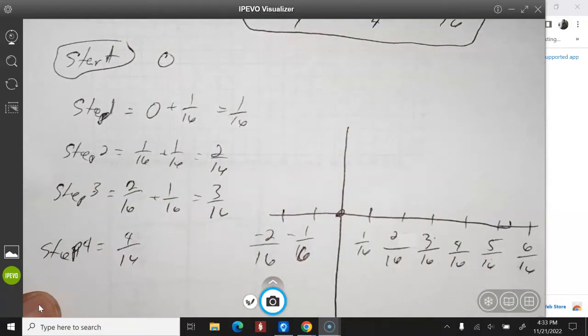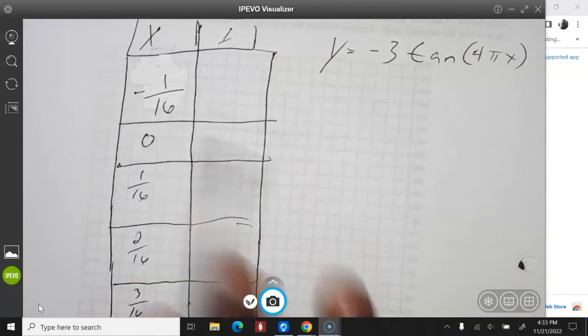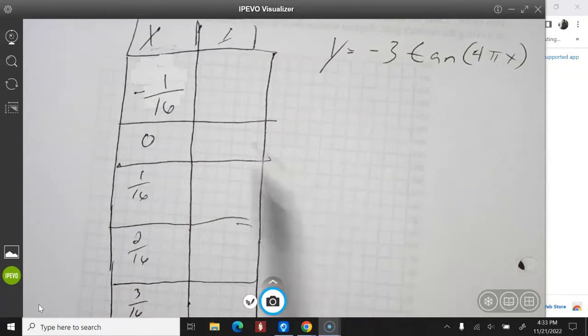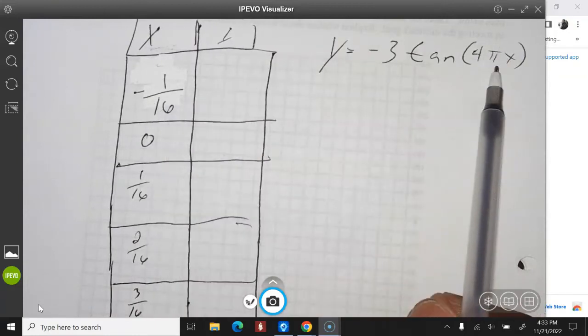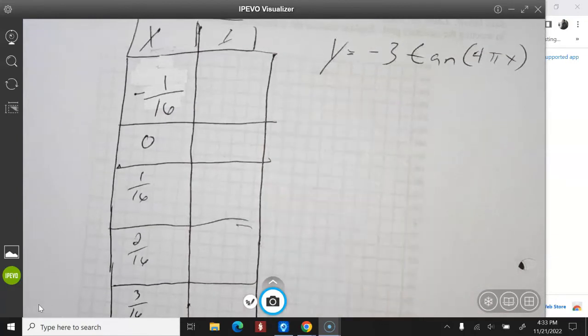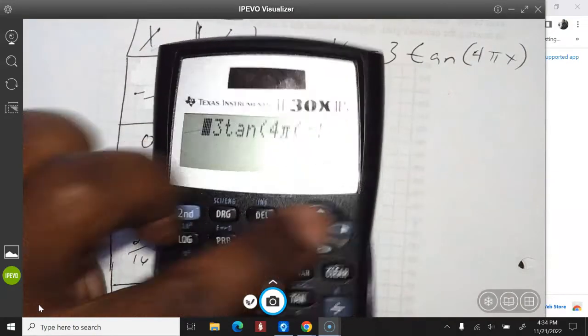All right, I made a table with that information. Here's the table I created with those increments. I didn't put the negative 2 over 16, but I got enough there to come up with the table. I'm going to plug in negative 1 over 16 into the function. I should get an output. If I had to take a guess, it's going to be 0. Let's make sure. Actually, at negative 1 over 16, the output is 3.